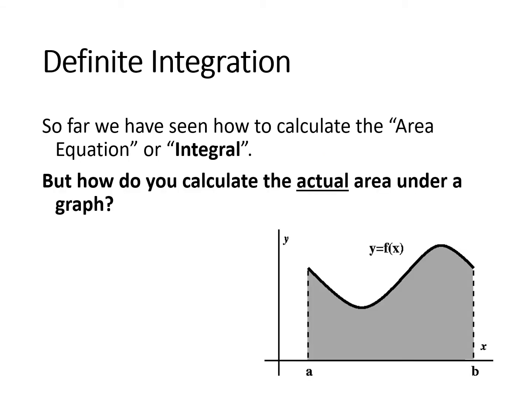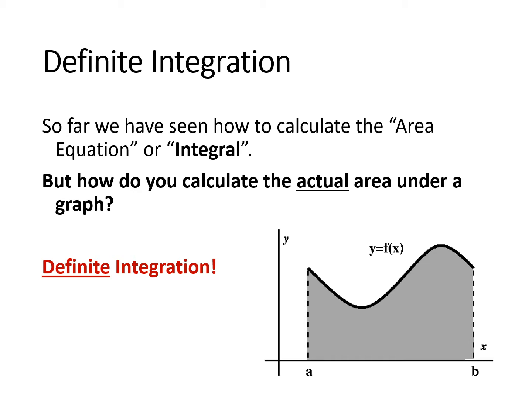As I say, so far what we've done is we've calculated the area equation, which we call the integral, but we haven't actually calculated areas. So the question is, how do you calculate an actual area under a graph? That's called definite integration. Definite integration is where you actually put in some numbers and you really work out the value.